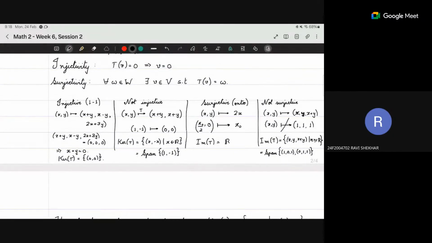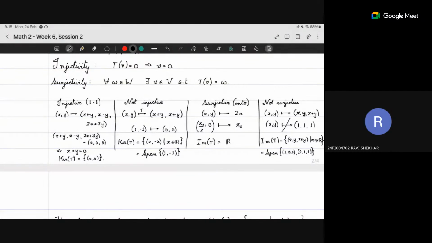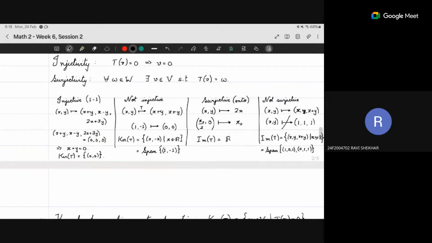1 comma 0 goes to 2. 1 comma 1 also goes to 2. Or anything, I mean, 1 comma anything goes to 2. Yes, 2 is in the image, and that does not depend on whether or not multiple elements go to the same thing. Correct, sir. Got it.